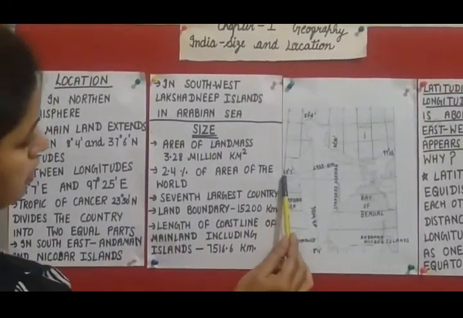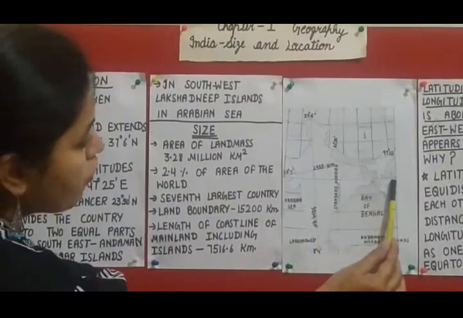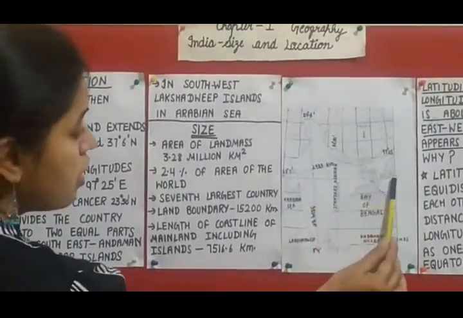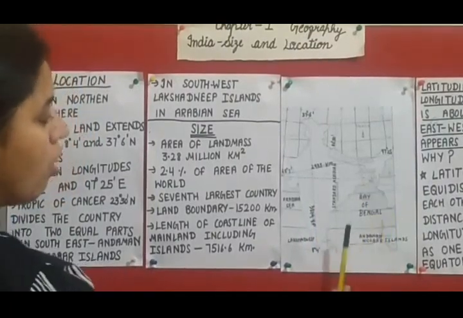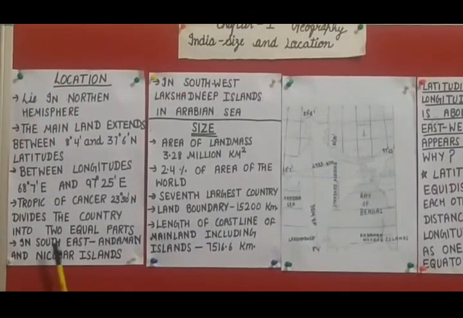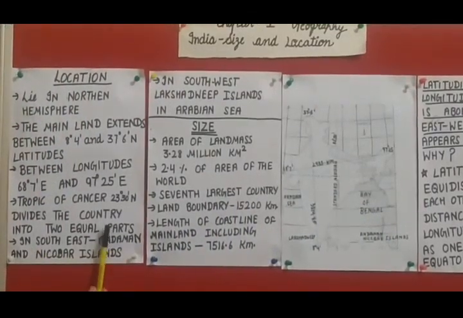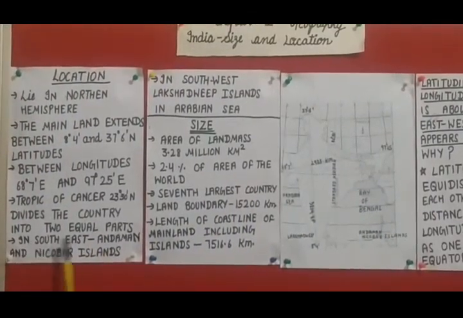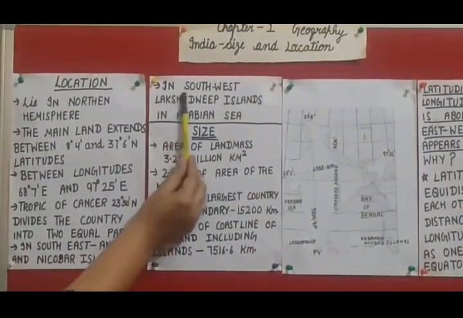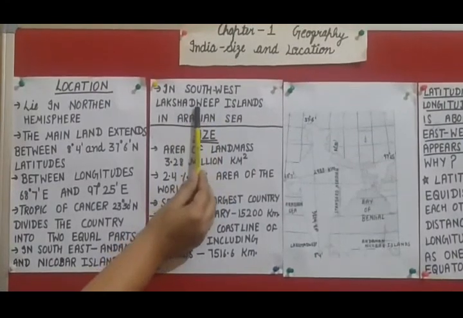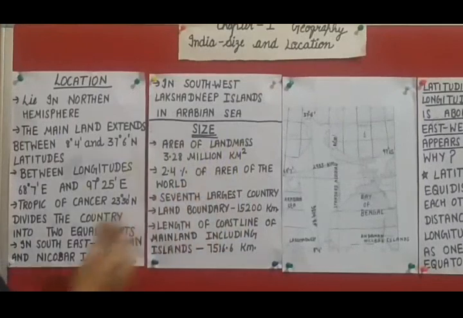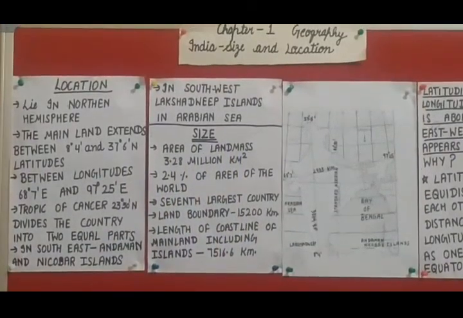See this line. This is the Tropic of Cancer, and it is 23.5 degree distant from the equator, and it divides the country into two parts. And in the southeast, Andaman and Nicobar Islands lie, and in the southwest, Lakshadweep Island lies in the Arabian Sea. So this was about the location of your country.